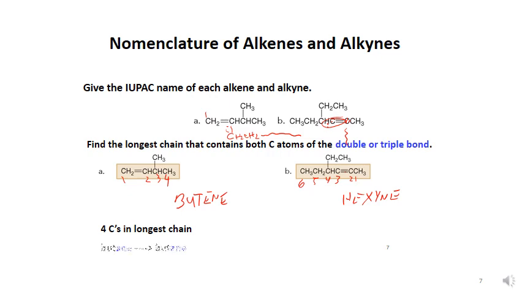4 carbons, butane gets switched to butene. 6 carbons, hexane gets changed to hexyne. Excellent.